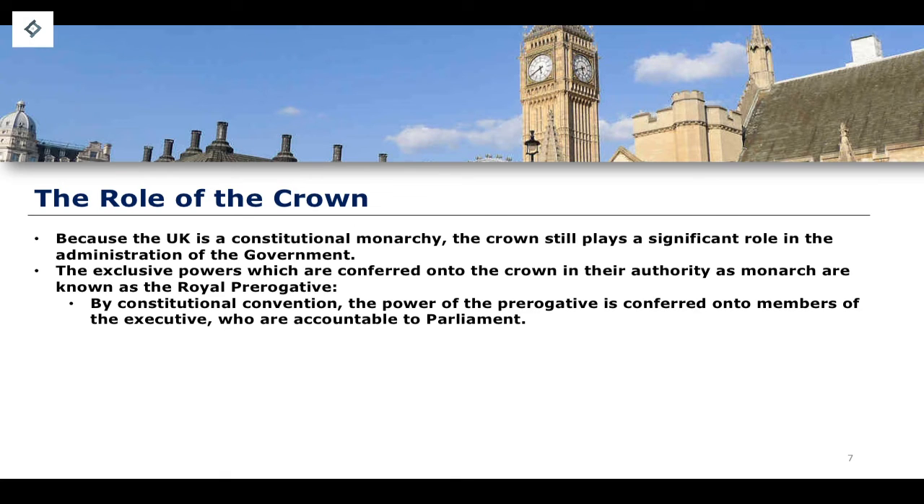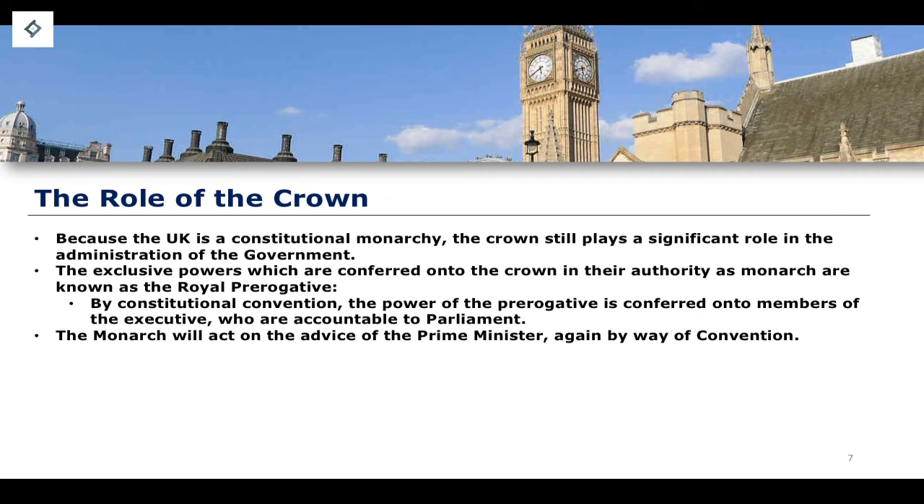This is done through the royal prerogative, but by way of constitutional convention, the powers of the prerogative are conferred onto members of the executive, who are elected members of Parliament, but who are also accountable to Parliament as well. And so this plays a role as a democratic process, and it's almost a self-regulating democratic process by which the powers of the Crown still technically exist, but are limited by the powers of Parliament.